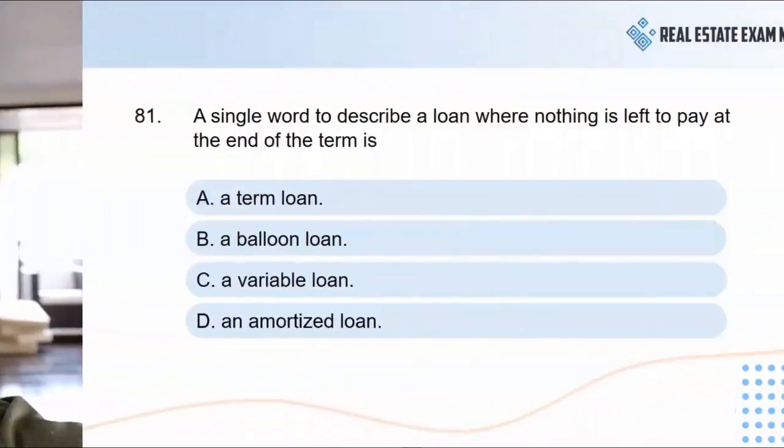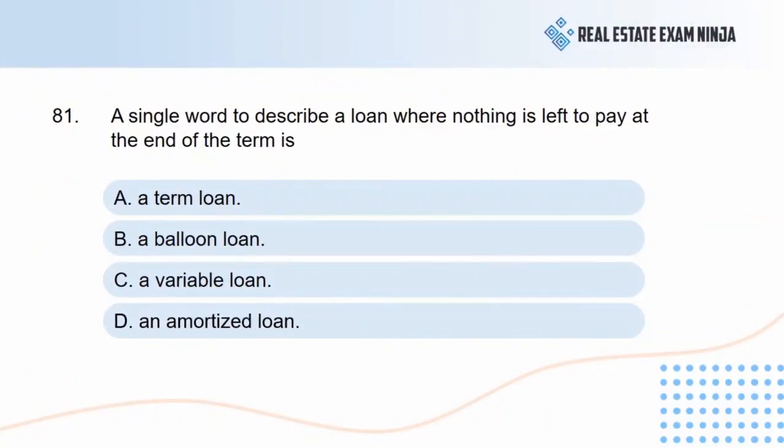Number 81. A single word to describe a loan where nothing is left to pay at the end of the term is: A, a term loan. B, a balloon loan. C, a variable loan. D, an amortized loan.